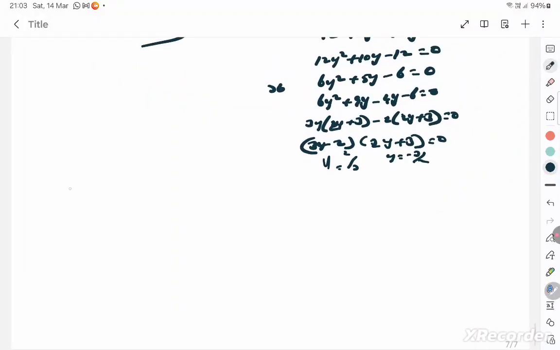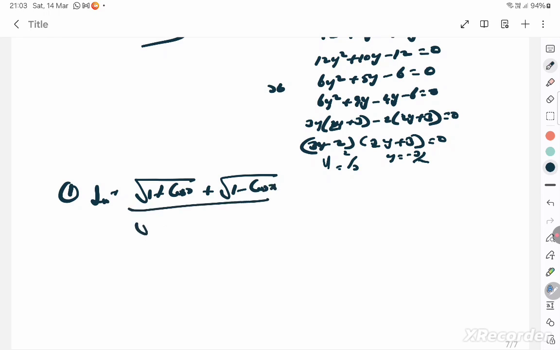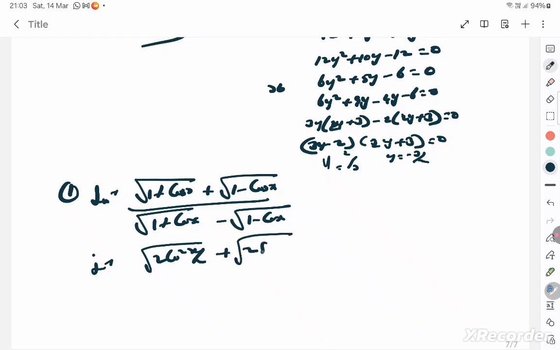Which is a 4-mark question. The first sum is tan inverse of (root of 1 plus cos x plus root of 1 minus cos x) by (root of 1 plus cos x minus root of 1 minus cos x). In this you should immediately write 1 plus cos x as 2 cos square x by 2, and 1 minus cos x as 2 sin square x by 2, by root of 2 cos square x by 2 minus root of 2 sin square x by 2.